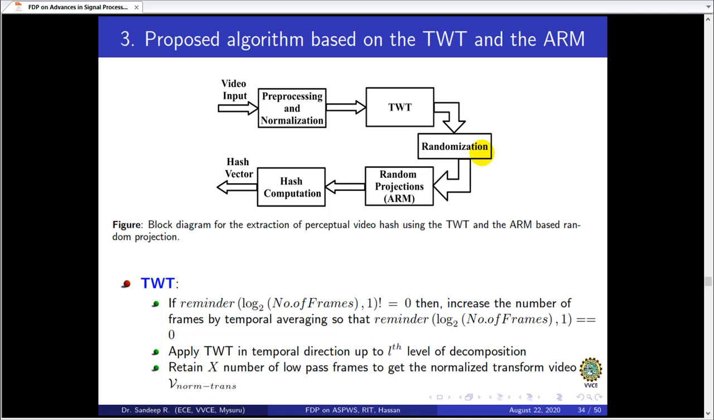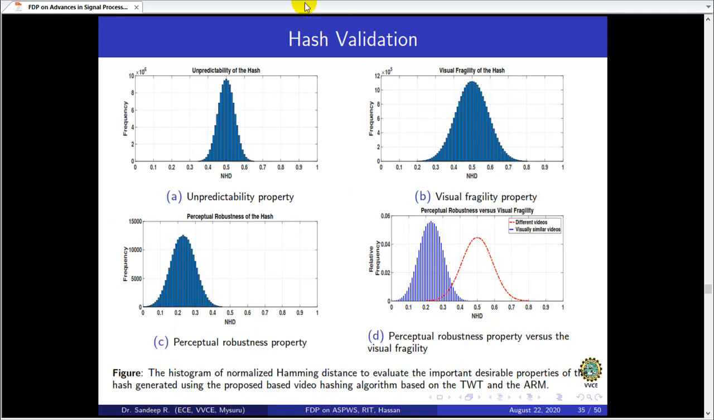So these points are in high dimensional space. After random projection, the points would be in low dimensional space, so the distances would be preserved as per the JL lemma, and then we perform an averaging operation along the second dimension. We get a single vector. On this vector we use median based quantization to obtain a binary hash vector. Again, the hash is validated for the desirable properties.